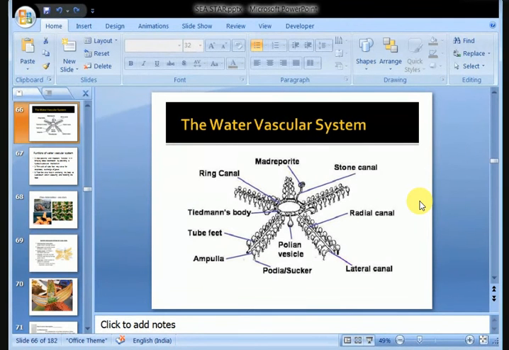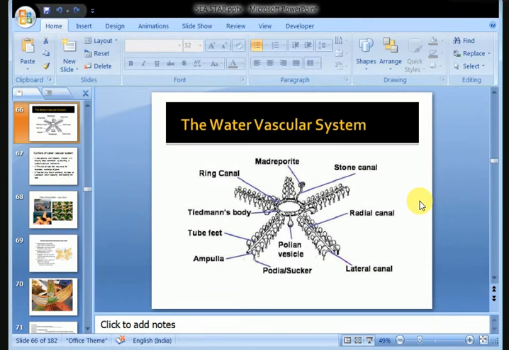And this system consists of an arrangement of canals, rather a network of canals, right? And that is mainly for the locomotion. So very quickly, we want to see what are the constituents of this particular system. Here we see a structure called madreporite, then a small connecting tube, which is called a stone canal, then a ring-like canal, that is called the ring canal.